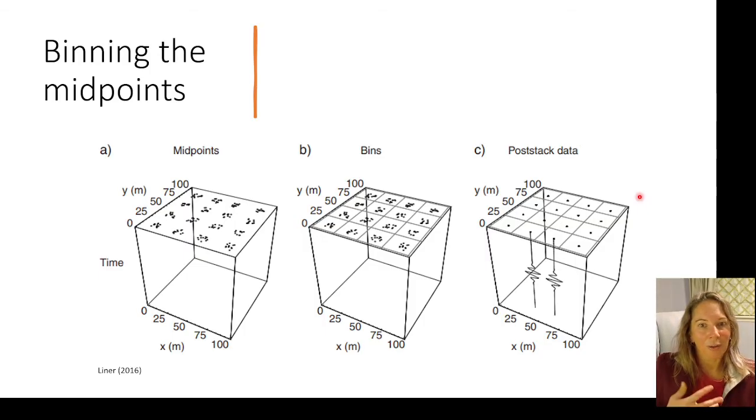I talked a little bit about how we need to bin the data. This is just an example of trying to find all the midpoints on the left-hand side, and then you create bins around them. In this case, it looks like 25 meter by 25 meter bins. This helps us manage the data and ensure that we have fairly uniform coverage in all of our bins throughout the seismic survey. Then any common midpoints that exist in one bin will be stacked together. You can see that from the different data points in B, and all of those get stacked together to form one wiggle trace in the post-stack data.